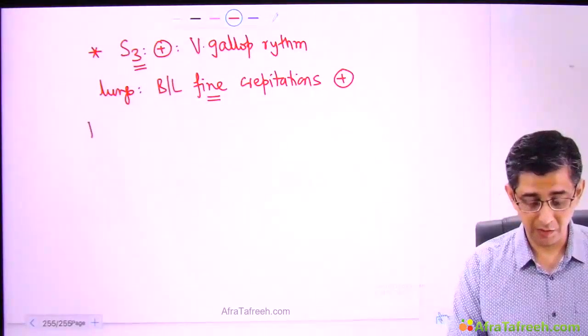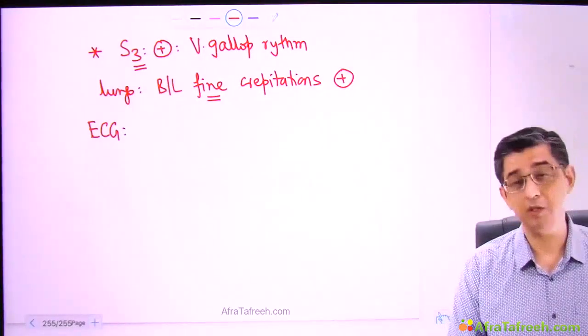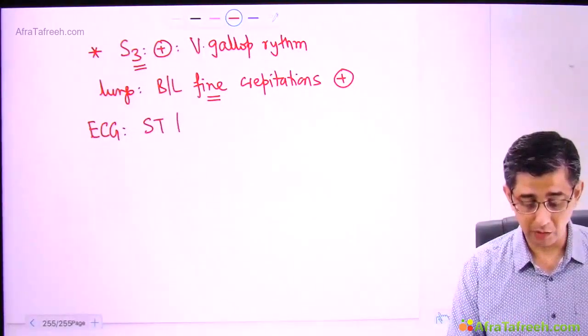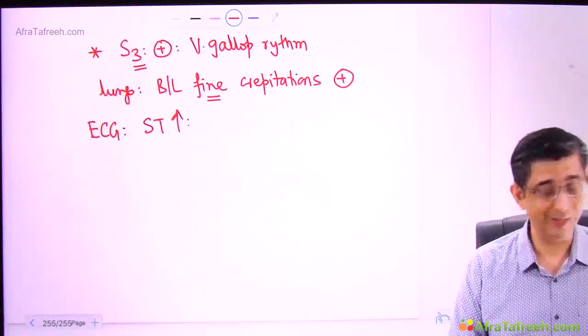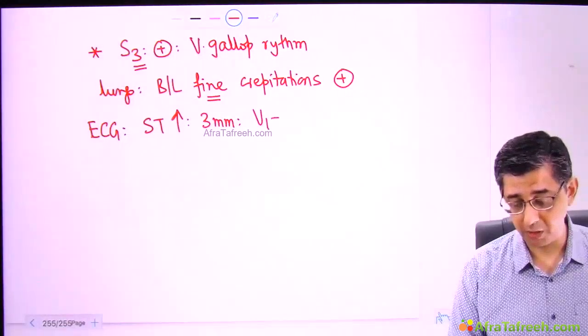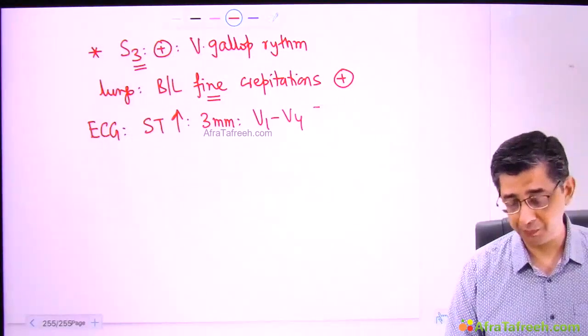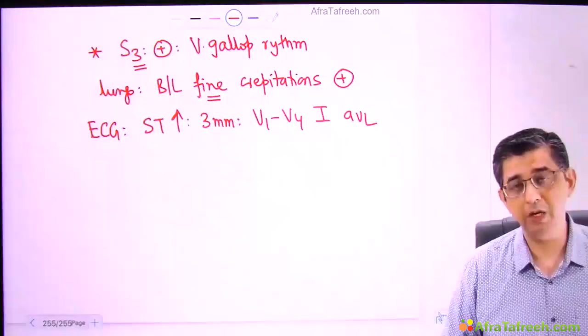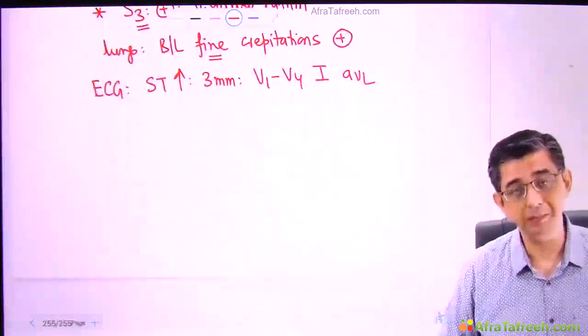So considering the worst possible scenario that this guy is having a possible MI, I advised my technician to do an ECG, and the moment I saw the printout, I knew that this is an ST elevation MI. The ST elevation was 3 millimeters, and was noted by me in leads V1 to V4, also in lead 1 and aVL. So I knew right away that I'm dealing with a case of anterior wall STEMI.